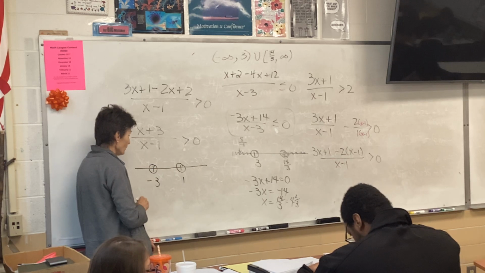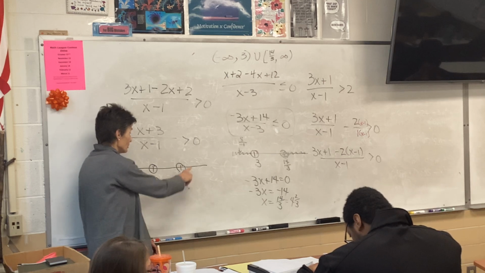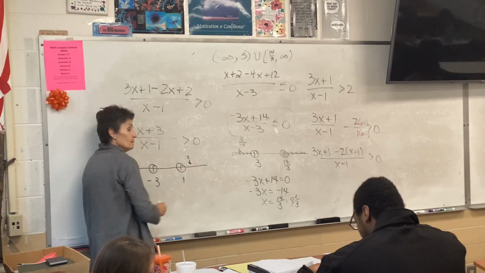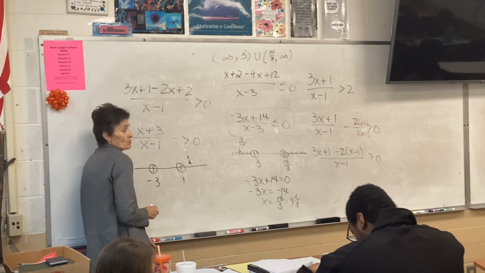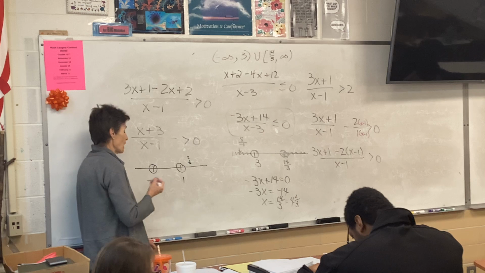And now what do I do? Pick a point. What do you want to pick? 2. 2's out here this time. You gotta pay attention to where your number is that you pick, because that's where you're gonna shade or not shade.